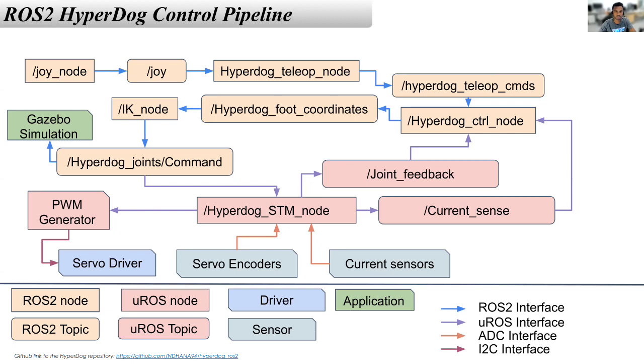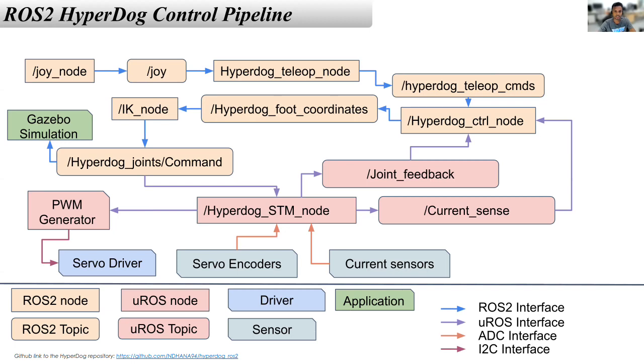In turn, the HyperDog control node is run by the HyperDog control package, and it has four main tasks: reading commands, generating gait, whole body controlling, and solving inverse kinematics. The HyperDog control node uses parallel processing for reading commands, generating gait, and whole body controlling to reduce the reaction time delay. Then it publishes the end effector coordinates for each leg through the HyperDog foot coordinates topic. As for inverse kinematics, it is solved by the IK node, which subscribes to HyperDog foot coordinates and then calculates the angle value for each joint of all the legs.